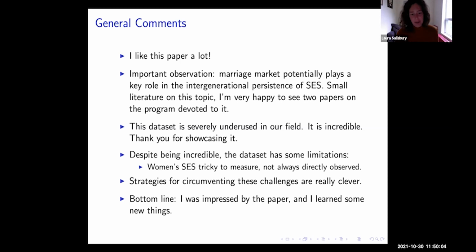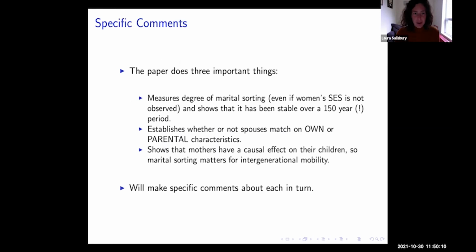So it was a pleasure to read. I was impressed by it, and I learned some new things. In terms of more specific comments, the paper does three major things.